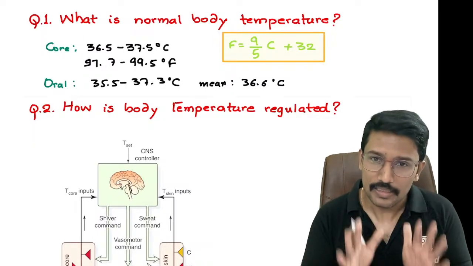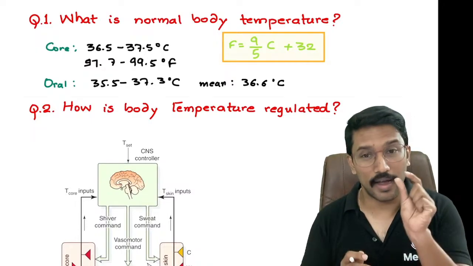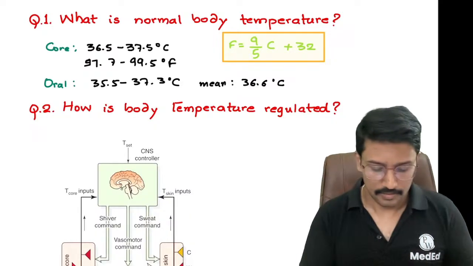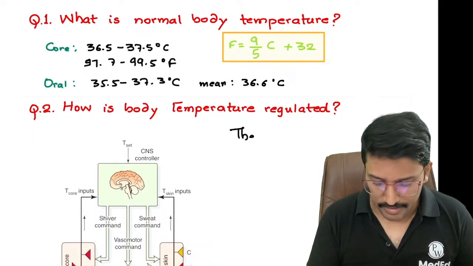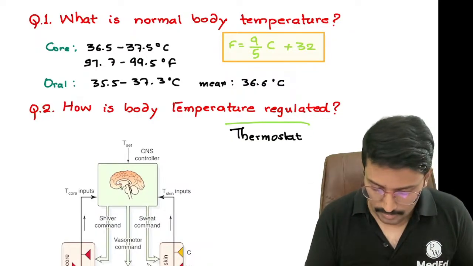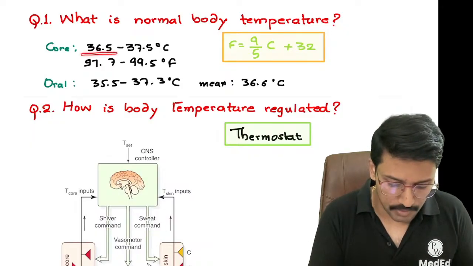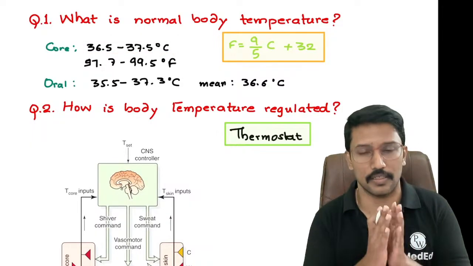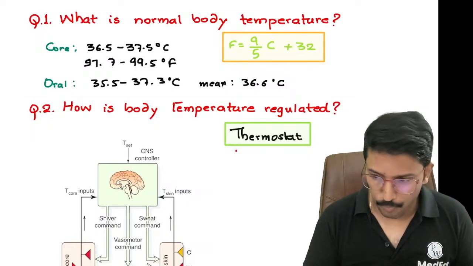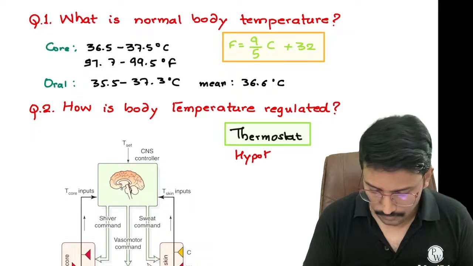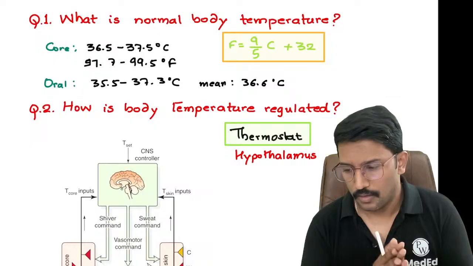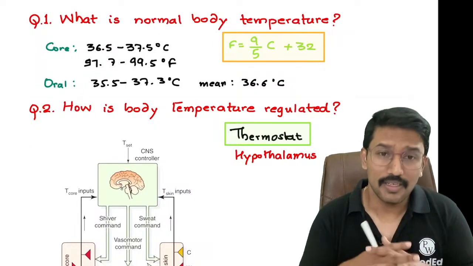The body also works in a similar manner. Just like how I have set the temperature of 21 degrees in the AC, the body also has a set temperature. That is what we call the thermostat. So our core body temperature is set in the range of 36.5 to 37.5 degrees Celsius. So where is this thermostat present? The thermostat is present in the hypothalamus. Right? So the hypothalamus is acting as our thermostat.